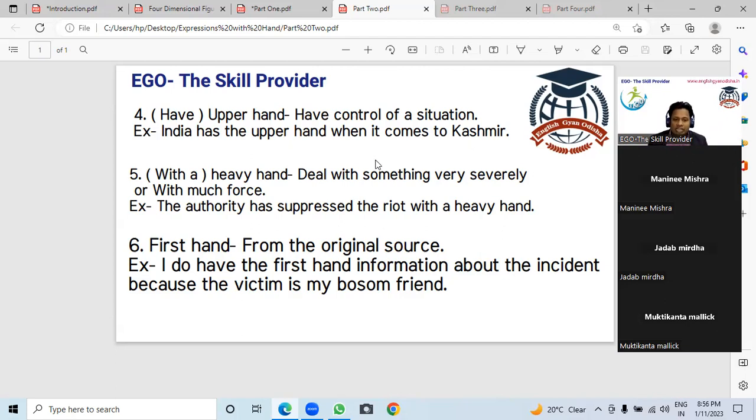Okay. The next one is something called heavy hand. With a heavy hand is always used. With a heavy hand means deals with something very severely or with much force.